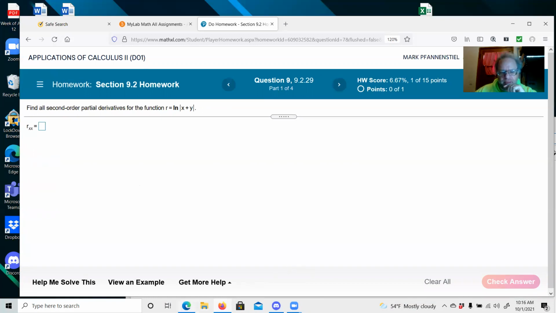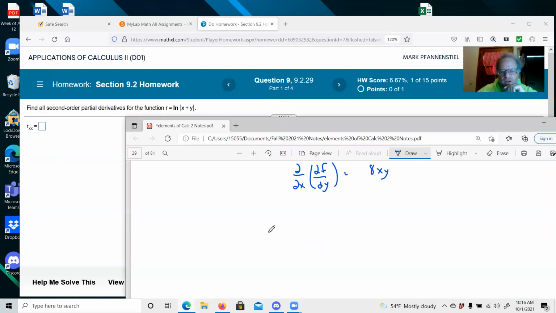All right, let's take a look at it. So this is R equals ln of x plus y. We don't really consider the absolute values so much, so if you don't want to write them down, that's okay. As far as taking your derivative goes, you can safely ignore the absolute value.